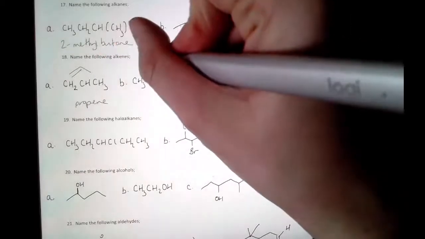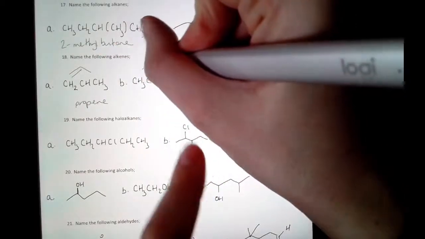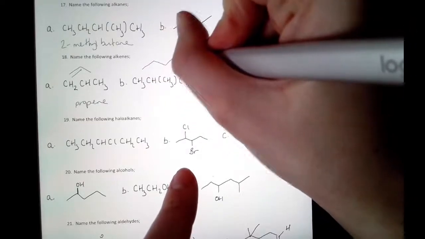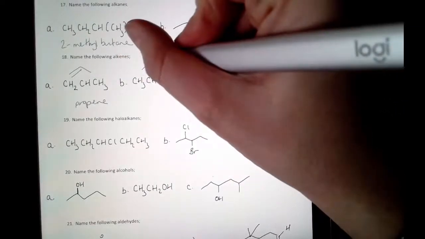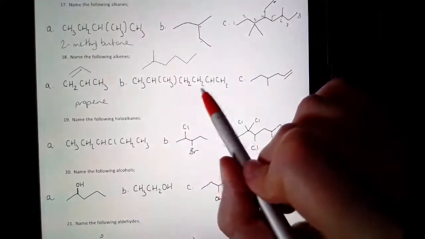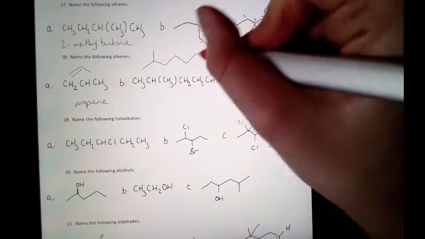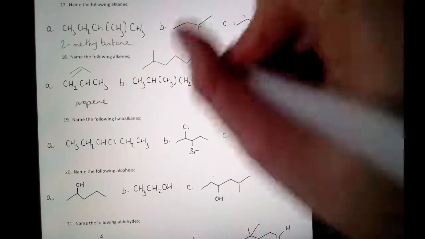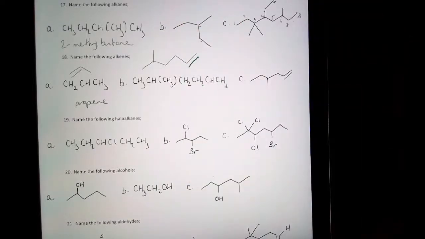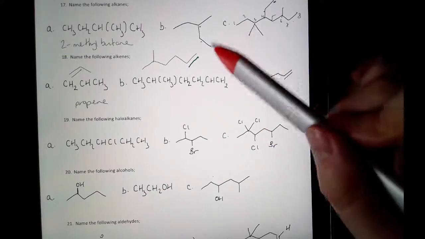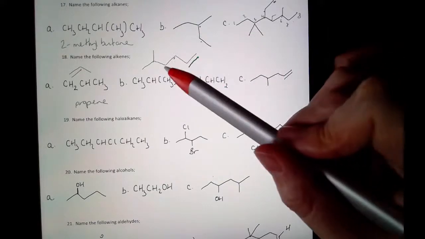I've got a CH3 bonded to a CH, bonded to a CH2, a CH2, a CH, and a CH2. On that second carbon, I have got a CH3 group. And then down here at the end, you can see that I'm ending in a CH2 and a CH, which tells me that I have got a double bond there at the end. All right. First thing I'm going to do is count my longest chain. 1, 2, 3, 4, 5, 6.